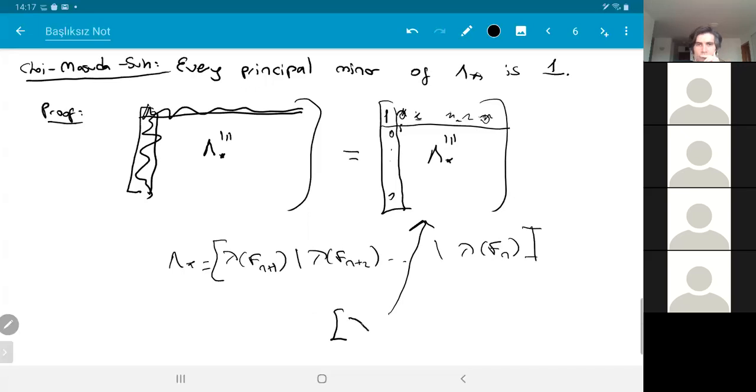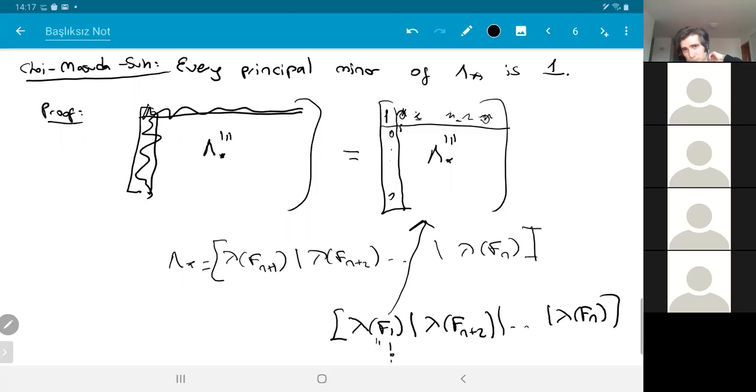The matrix lambda F1, lambda Fn plus two, up to lambda Fn, right? Because lambda F1 is 1 0 0 0. But since F1, Fn plus two, and Fn, sorry, this is F2n. F2n is not empty. Their image under lambda must be a basis of F2 to the n. So the determinant of this matrix must be 1.